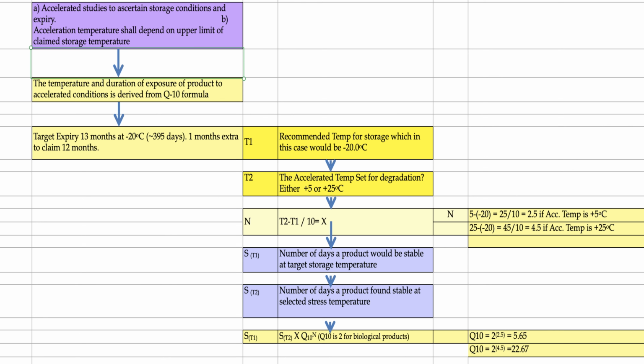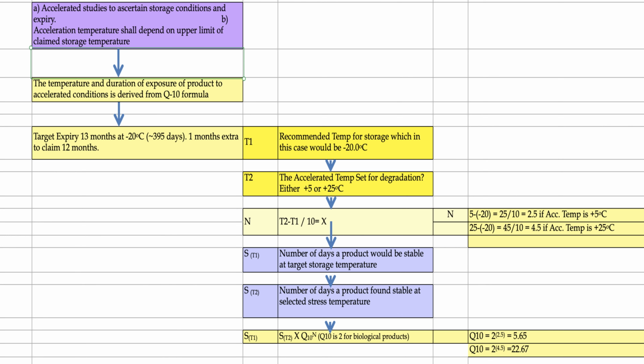Now let's start calculating the ST1. ST1 is the number of days a product would be stable at a target storage temperature, whereas ST2 is the number of days a product is found to be stable at a selected stress temperature, my friends. So I hope it is clear. I am calculating two options. In option 1, I am going to calculate the number of days where my product will be found to be stable at a given claim storage condition, whereas in option 2, I am going to calculate the number of days where my product would be stable at a stress condition, which is my 5 degrees and 25 degrees Celsius.